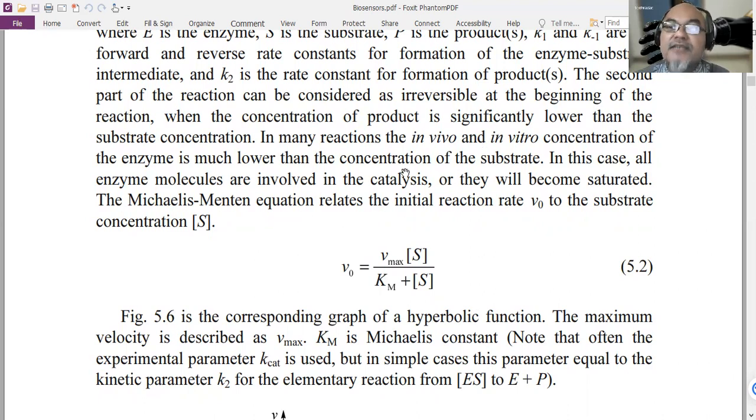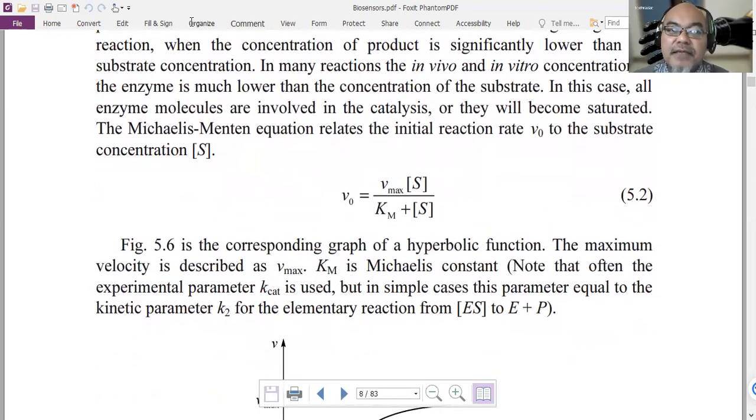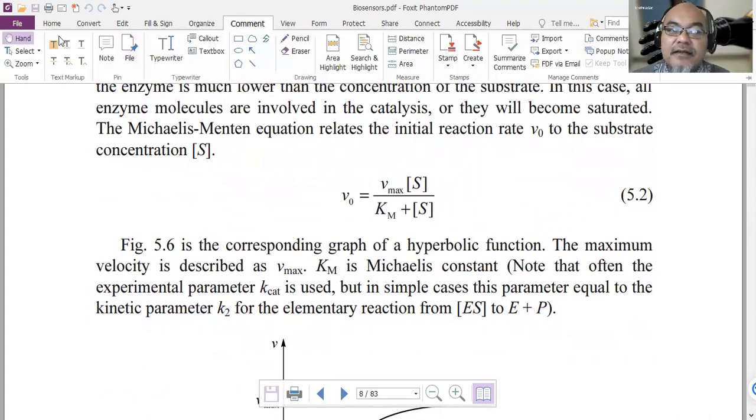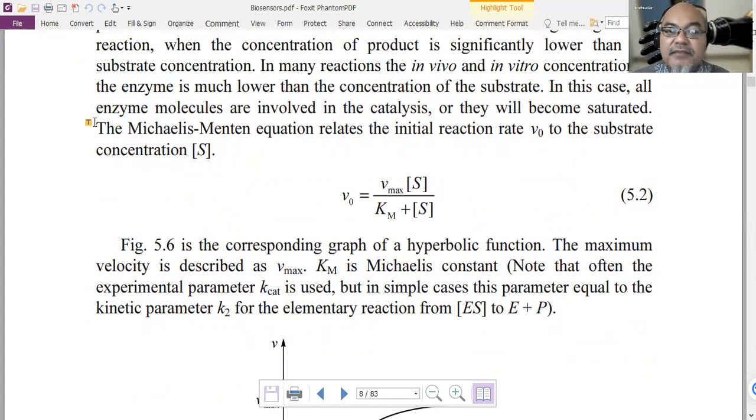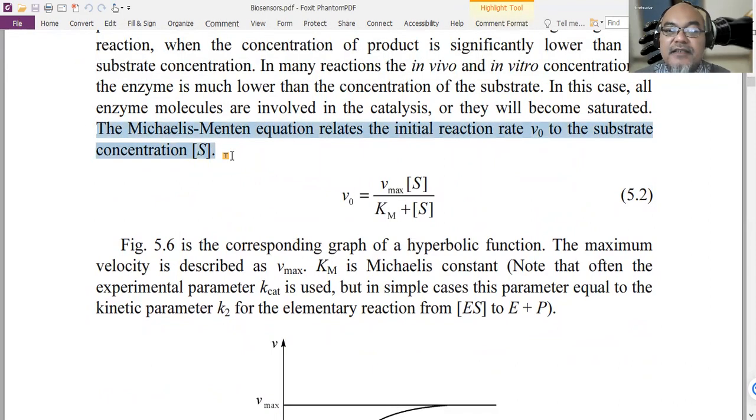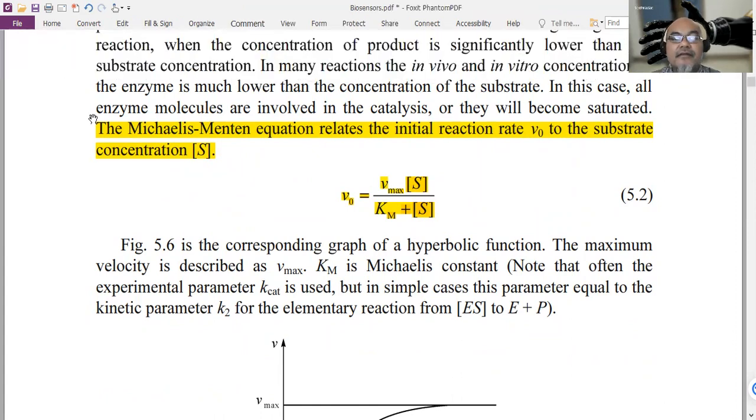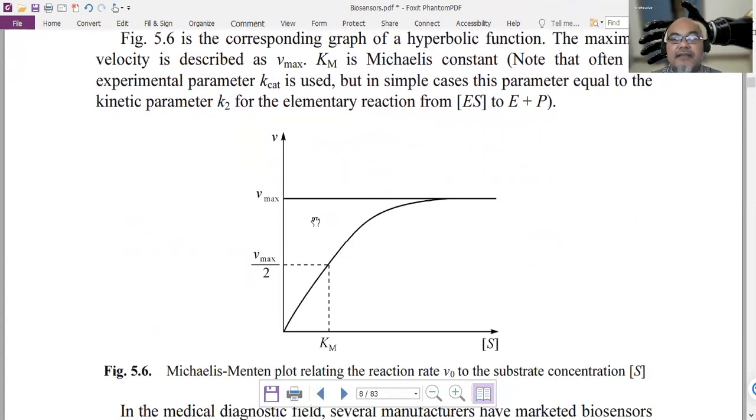The saturation is also governed by the Michaelis-Menten equation. Yeah, this Michaelis-Menten equation relates the initial reaction rate V0 to the substrate concentration. Okay, this is the relationship. So this is what governs it, as I drew earlier in the previous session. This is how it is drawn.